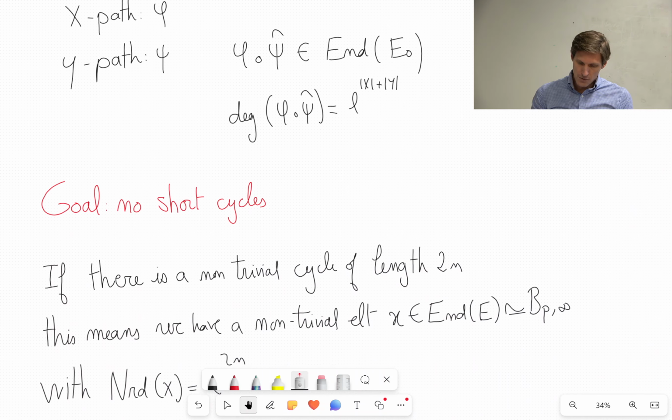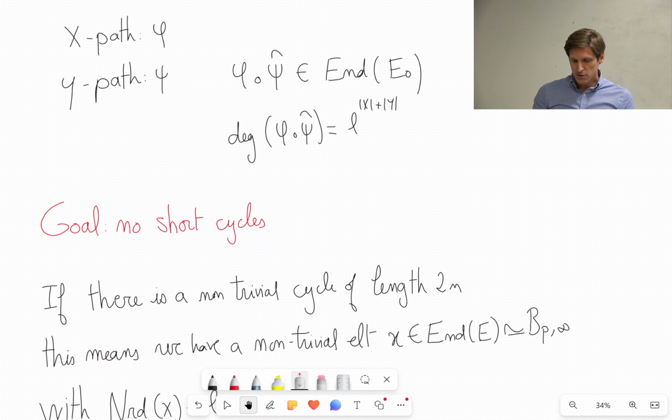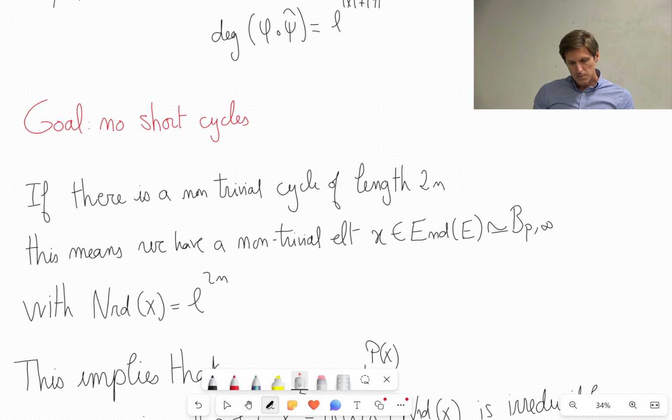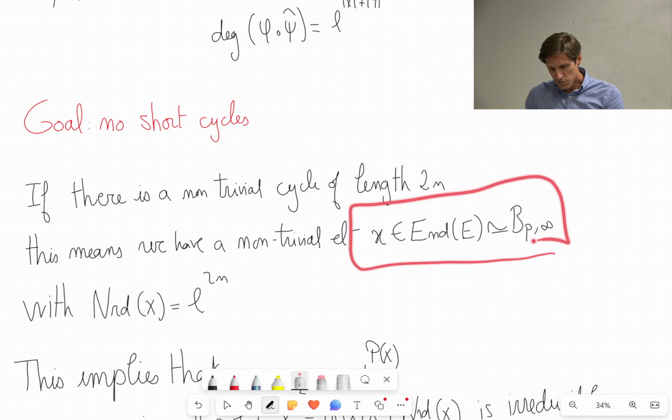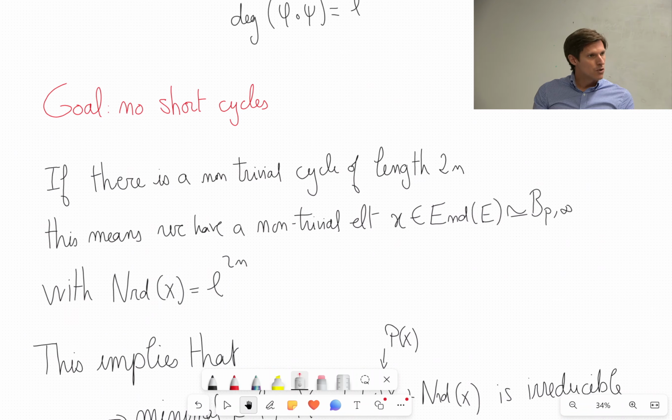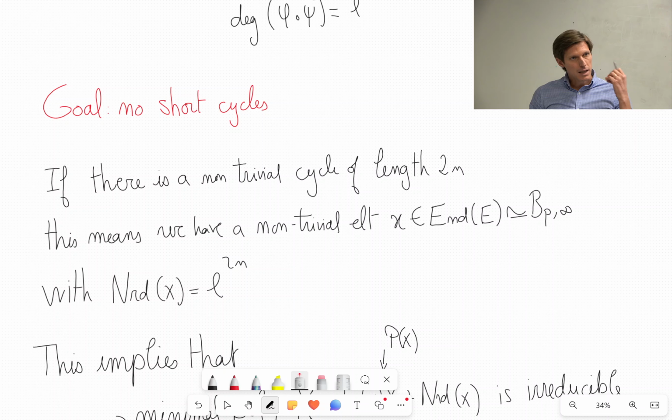So, for example, if you want to avoid cycles of length 2 to the n, remember that the endomorphism ring, in the case of a supersingular curve, is isomorphic to... oops, that's actually not true. It's an order in a quaternion algebra. Oops, my bad. And the degree is the norm of that element. So my element, which is an endomorphism, corresponds to an element in an order in a certain quaternion algebra, and its degree is a norm.